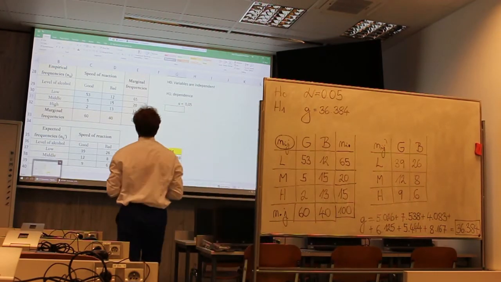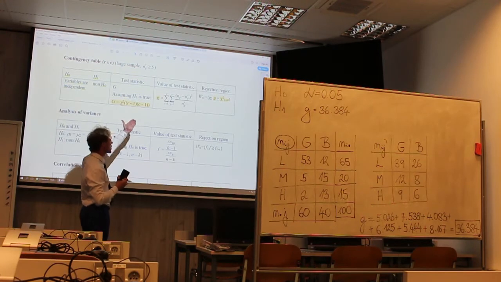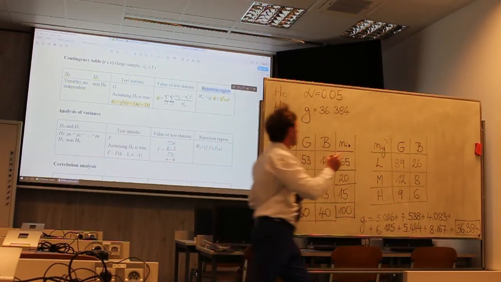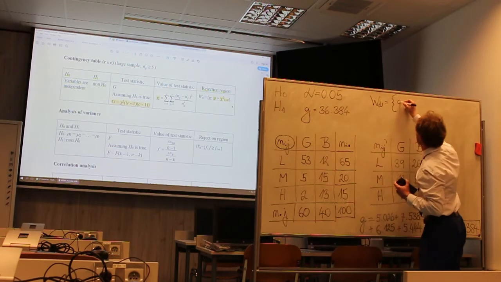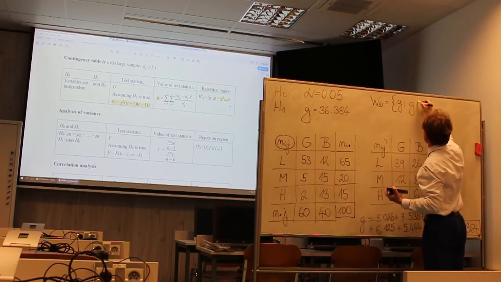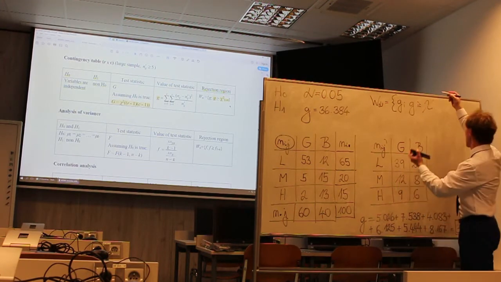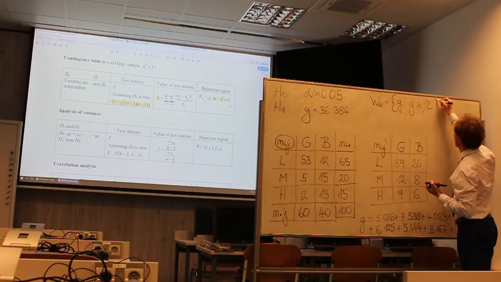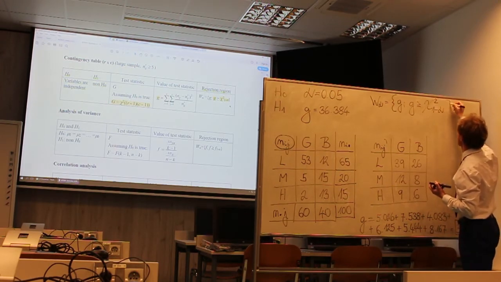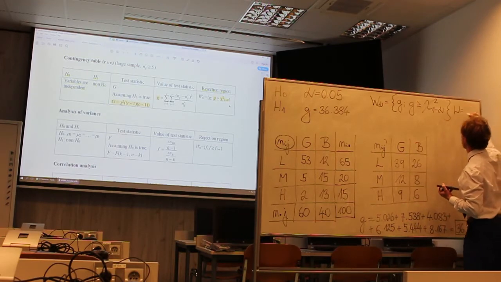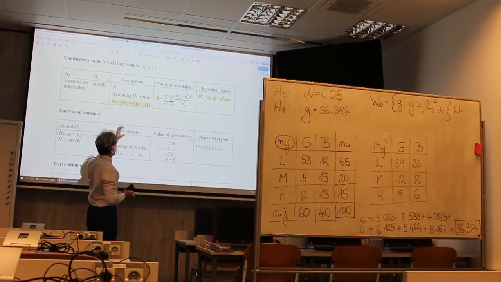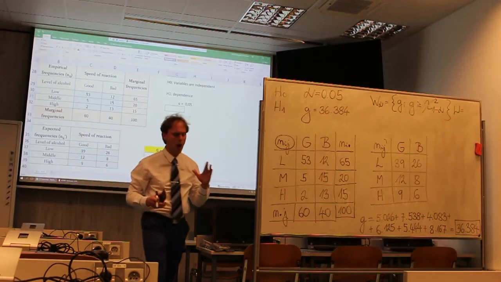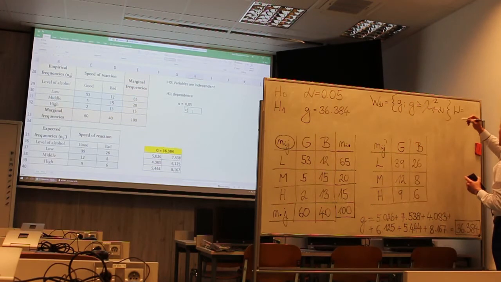The value of the statistic G is equal to 36.384, and this value can be an element either of the region of acceptance or the rejection region. So the rejection region will be rewritten on the whiteboard. W alpha is equal to, for statistic G, if G is higher or equal to the critical quantile value from tables of chi-square distribution, 1 minus alpha percent, with degrees of freedom k, which is calculated as number of rows minus one times number of columns minus one. We have three rows and two columns. Three minus one times two minus one. So two times one is equal to two degrees of freedom.